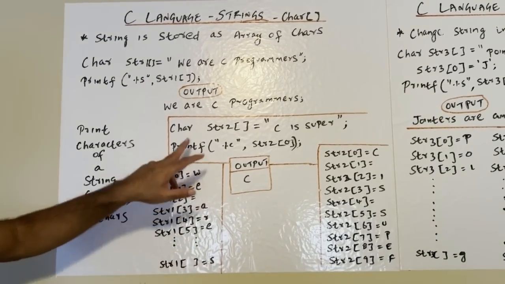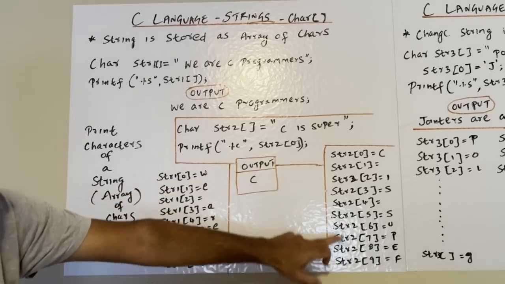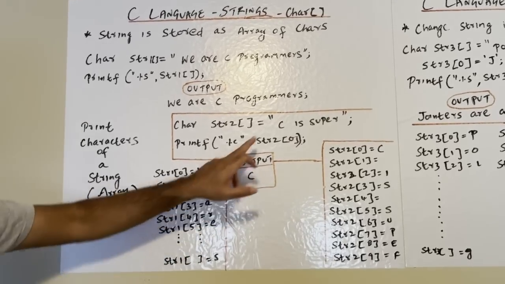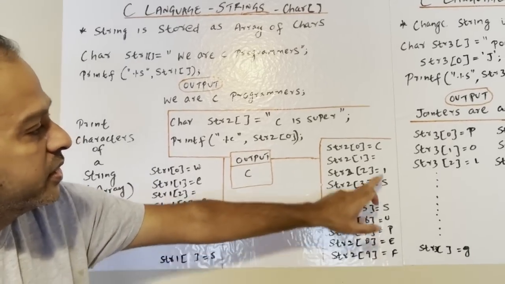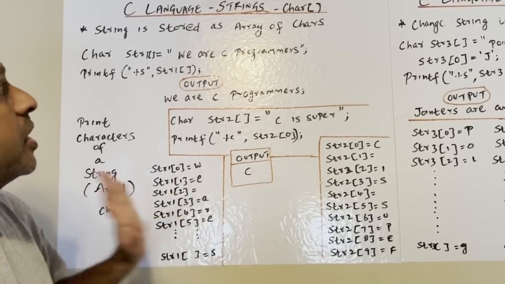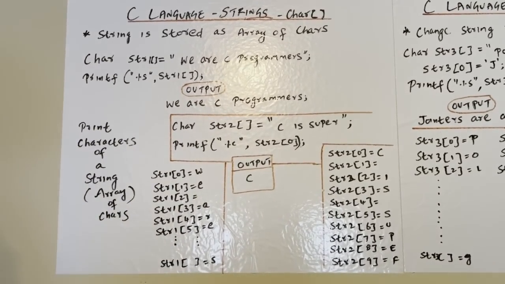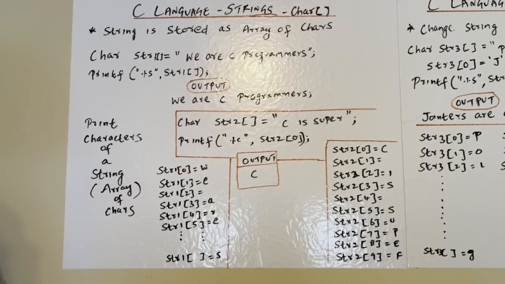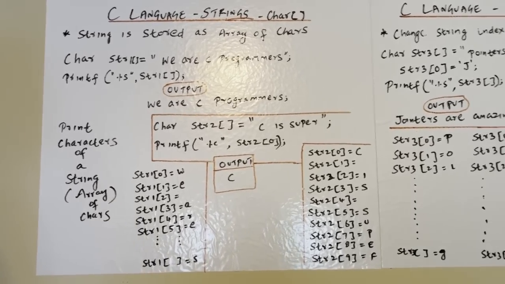There is another example here with str2. I'm explaining how it's actually stored, because this is a different string, "C is super." See the spaces? And I'm trying to print the 0 value. Now you would have got a good idea about strings. Later I'll give more examples with more string values. Let's move on to the next slide.